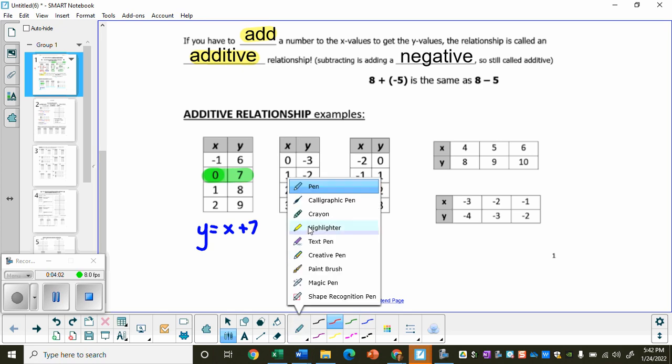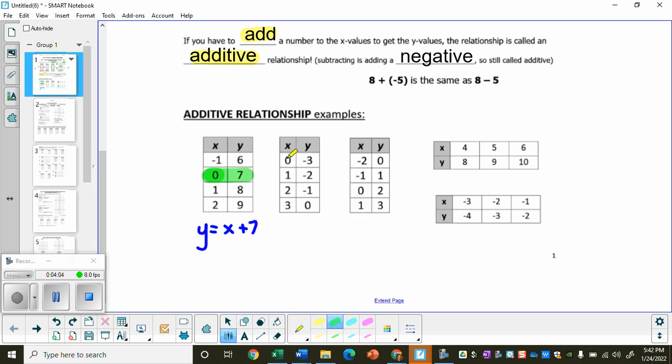Like I mentioned, I'm going to highlight right here, if you have a 0 and then this -3, that's going to kind of already let you know we're taking away 3. And now let's make sure it works for every single point. If I do 1 minus 3, yep, 2 minus 3, I'm into negatives, and 3 minus 3 is a 0. So for this one, we're going to get y equals x minus 3.